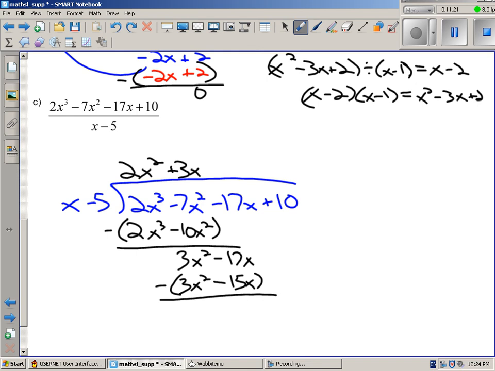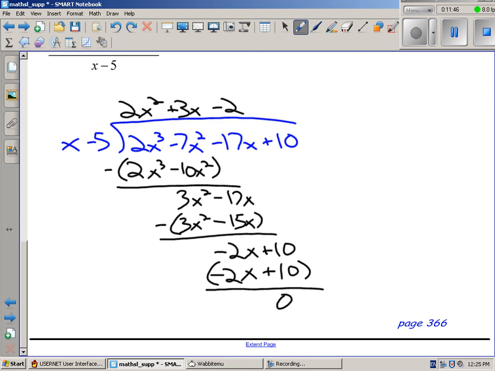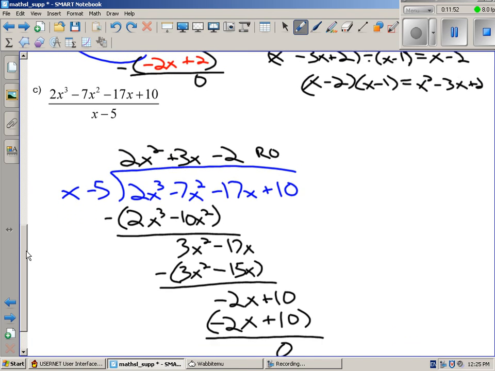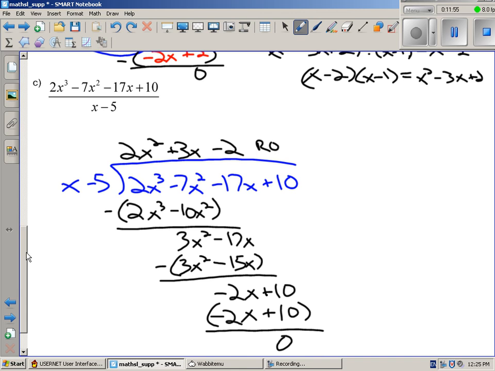No more x squareds. Negative 17x minus negative 15x gives us negative 2x plus 10. Lovely. Negative 2x divided by x gives us negative 2. Let's see what happens when we multiply that back down. We get negative 2x and a positive 10. Subtract those, and that gives us 0. So a remainder of 0, which I don't really need to write. In other words, we found out that x minus 5 is actually a factor of 2x cubed minus 7x squared minus 17x plus 10. So this is a factor of the big cubic.